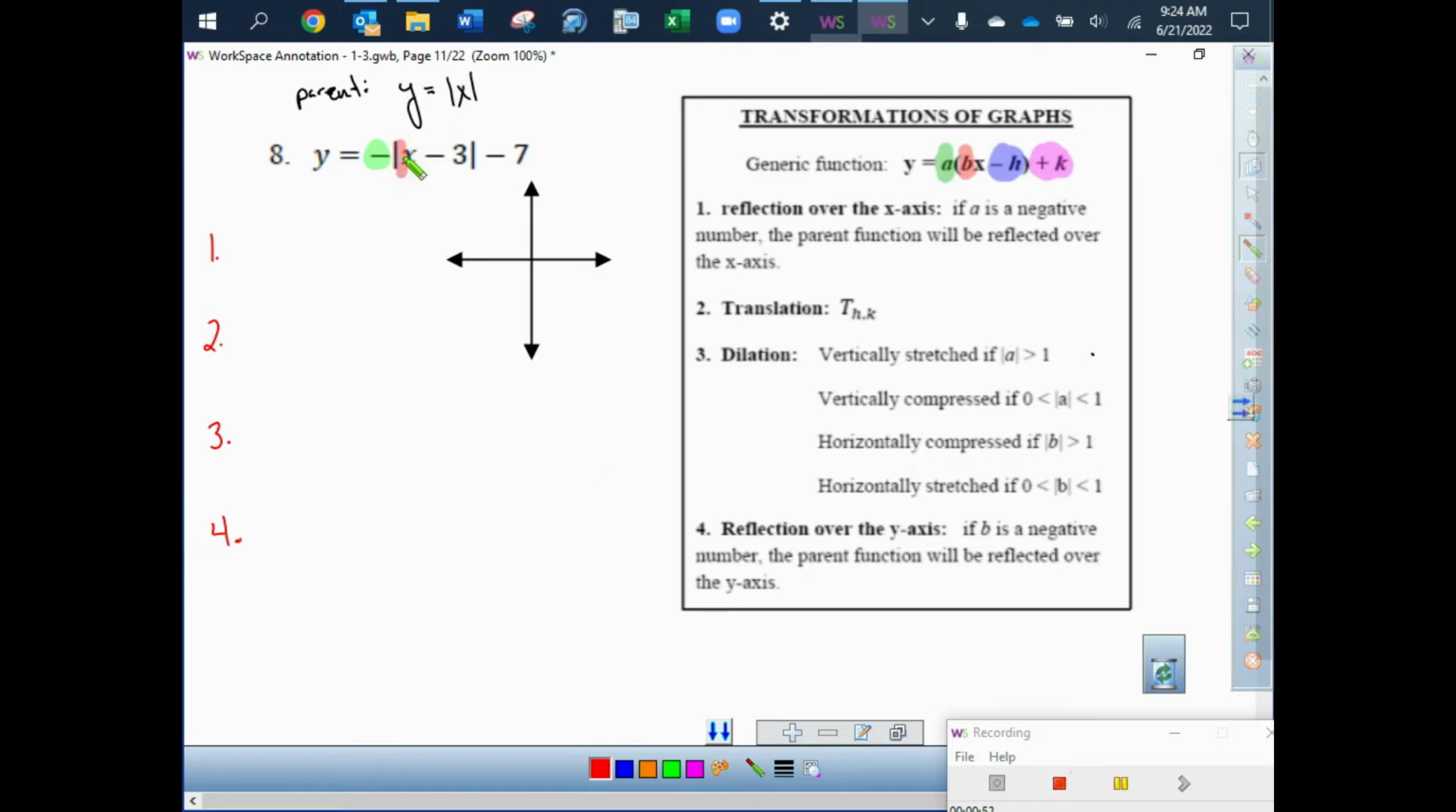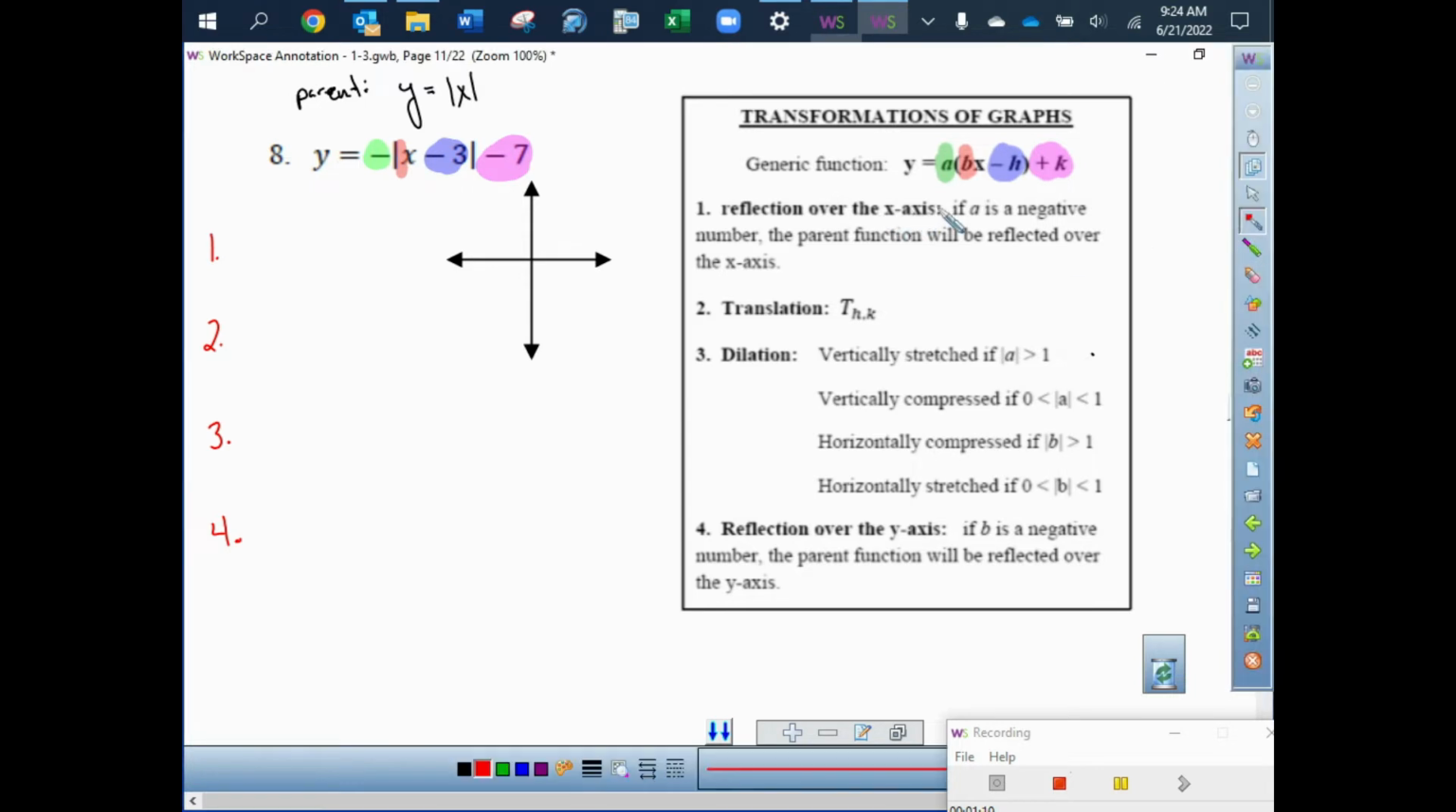In front of x, though, in this case is a 1. The H value is this guy being added or subtracted to x inside the group, and he's got that weird opposite thing going on for him. And this K value is outside the group being added or subtracted. So here's A, B, H, and K.